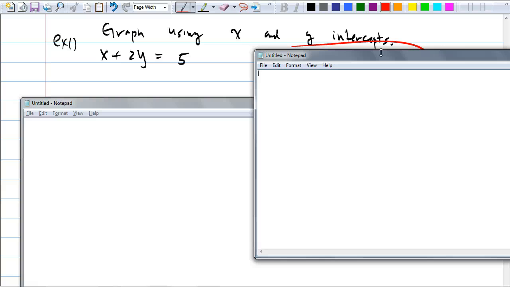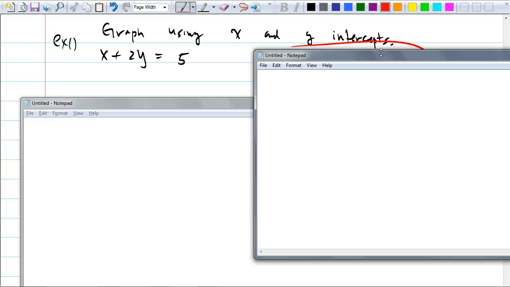Now, when they ask you to graph this using x and y intercepts, it's a little bit different than yesterday, right? Yesterday, we used tables of values and picked nice points. We're going to use x and y intercepts, and the nice thing about this is you don't have to solve for y. Secondly, all you need is 2 points instead of 3. But these 2 points have to be specific points.